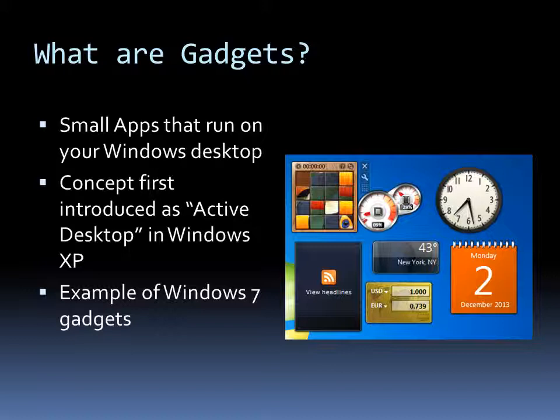This presentation will focus primarily on the apps within Windows 7. The picture on the right hand side shows examples of the default apps that come with Windows 7. These include a CPU monitor, a simple puzzle, weather app, RSS feed, clock, and a calendar.